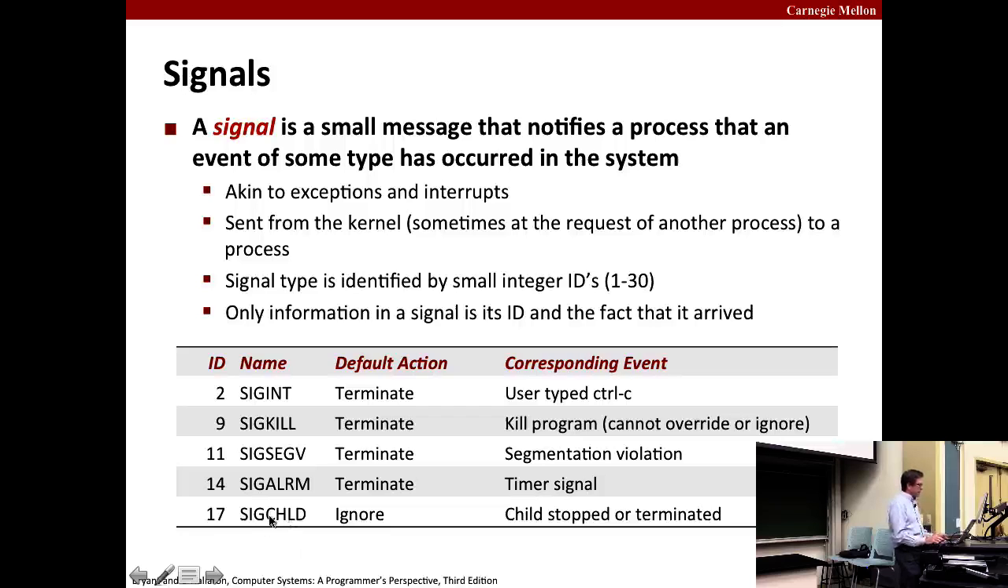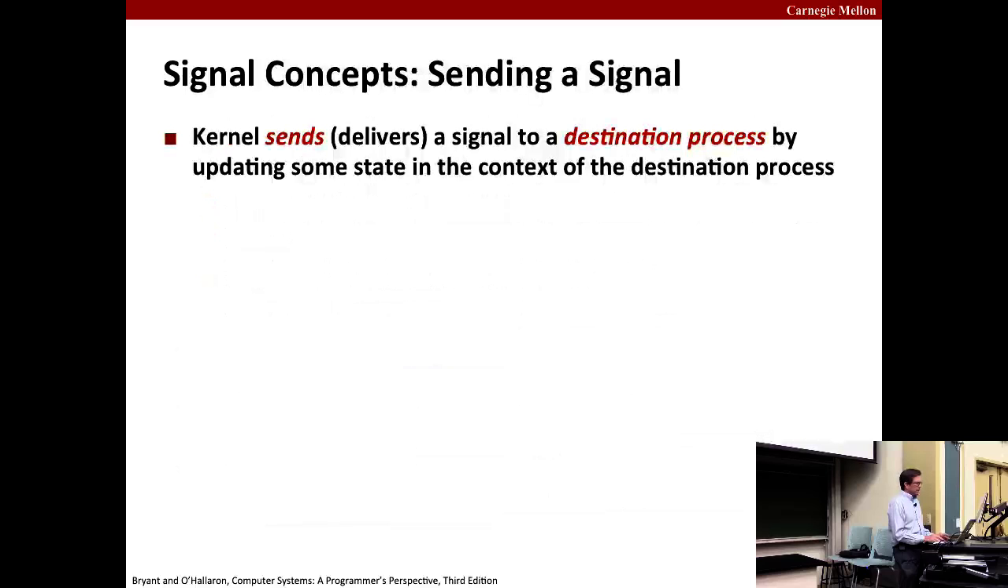And then a very important one, as we'll see, that will be very important for our shell, is the SIGCHLD signal, which the kernel sends to a parent every time one of its children terminates or stops. Now we'll see this is how our shell is going to actually reap all of its children, by taking advantage of the SIGCHLD signal. But before I can show you that, we need to go through a number of concepts around signals.